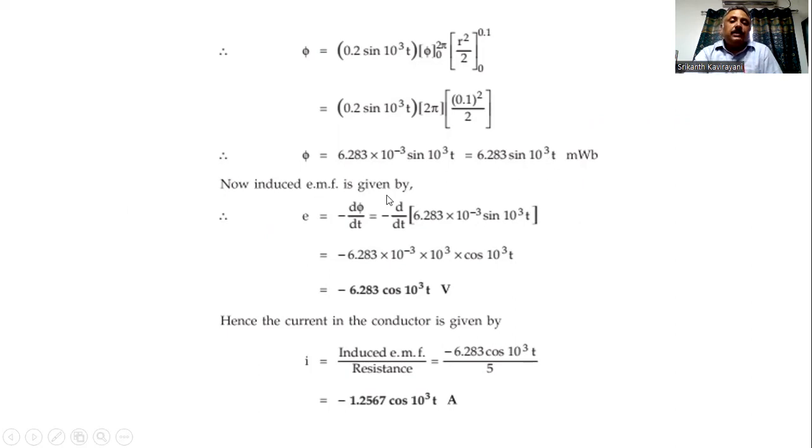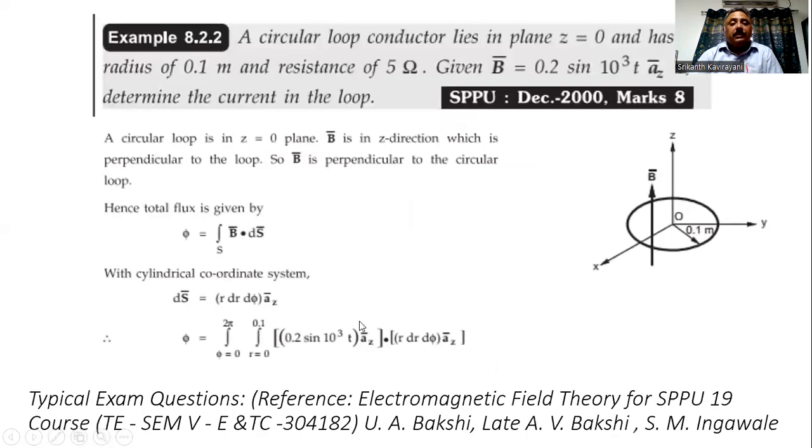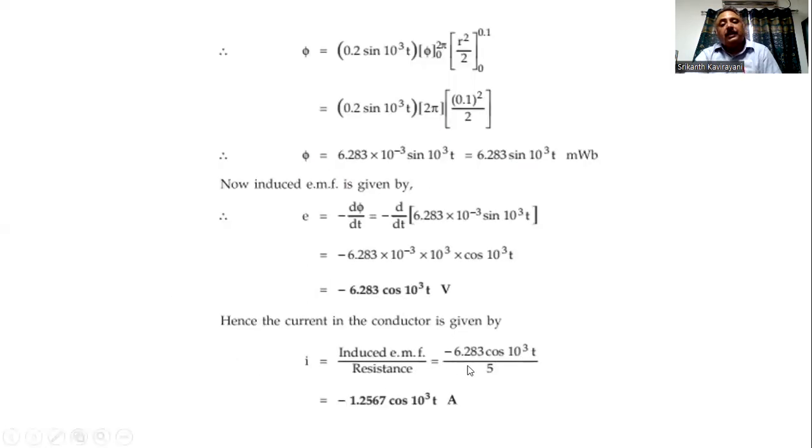milliweber. Now the induced EMF is nothing but E equal to minus dphi by dt, or minus d by dt of 6.283 into 10 power minus 3 sin 10^3 t. That gives you the cosine function, minus 6.283 cos 10^3 t volts. If we look at the question again, we are asked to determine the current in the loop. So the current in the conductor is given by I equal to induced EMF by resistance, which gives you minus 1.2567 cos 10^3 t amps.